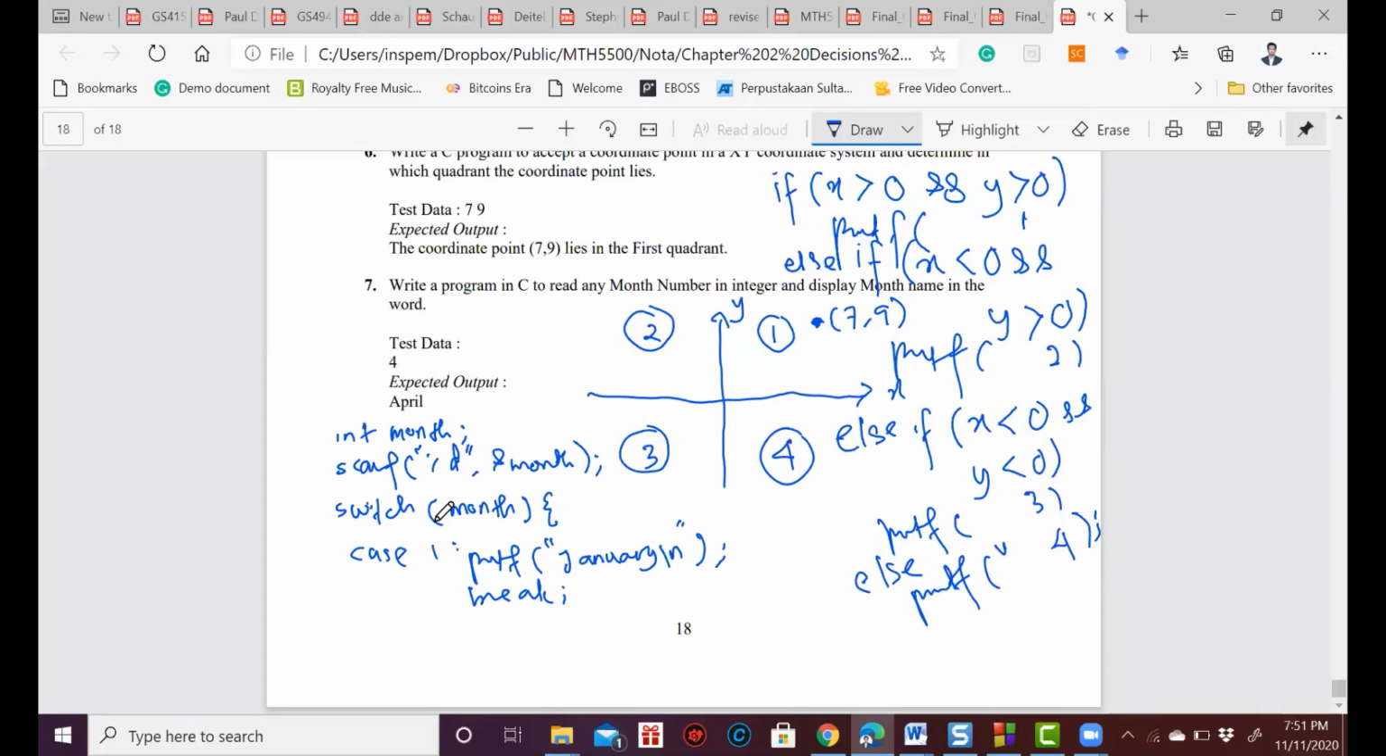Case 2. Okay, and then case 2, print February, and so on. And then default, blah, blah, blah. So it's break. Default, then print December.